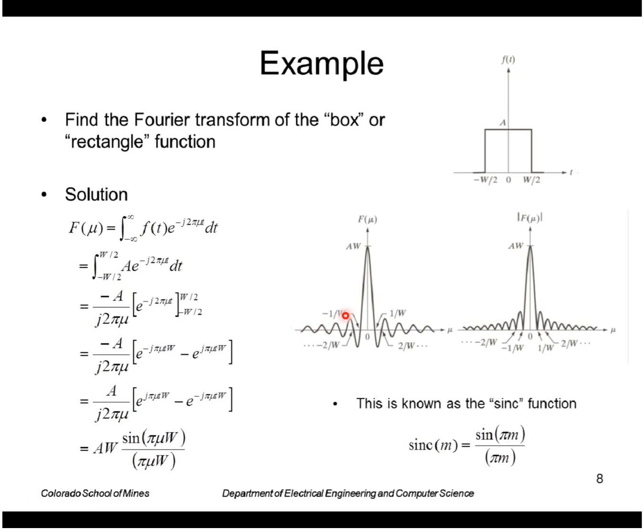And it has this form here. So kind of a sinusoid, but with decaying lobes like that. If we take the absolute value, it looks like this.